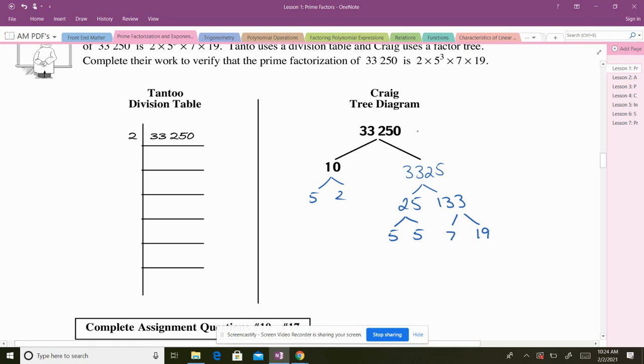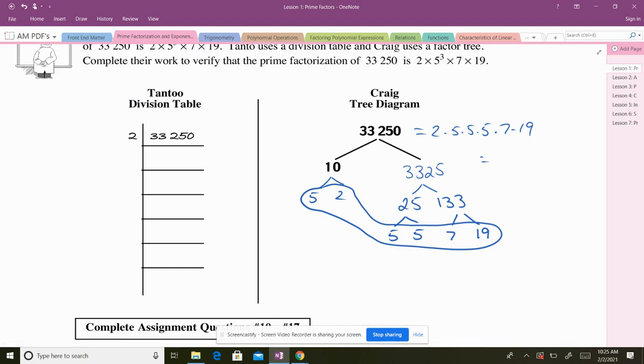So then we can say that 33250 is the same as, and you just look at the bottom of every branch, I circle it just because you don't have to, 2 times 5 times 5 times 7 times 19. That is right. You put that on a test, I will give you full marks. How could you shorten it? 2 times 5 to the power of 3 times 7 times 19. That is the prime factorization because those are all prime numbers.